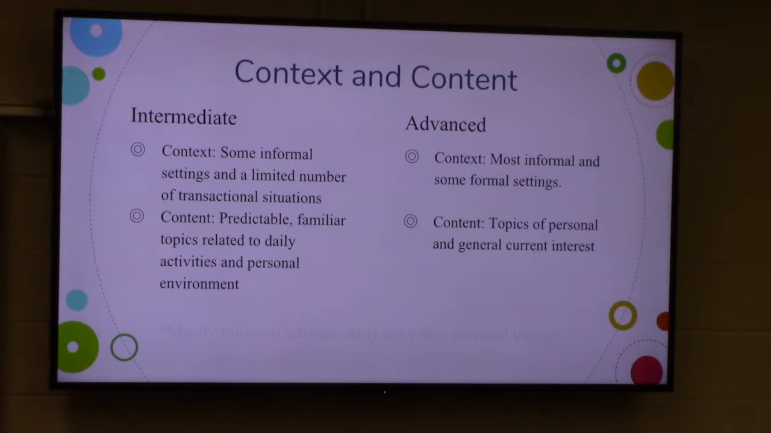So when we look at this, mostly for intermediate and advanced learners, they're dealing with mostly informal settings, okay? And talking about daily activities and personal interests, okay? To me, an intermediate learner may still have some difficulty dealing with all kinds of situations. They're still learning things, and they may talk about certain activities, certain interests, but not all. But advanced learners can confidently deal with those situations, no problem, okay? So that's a major difference there.